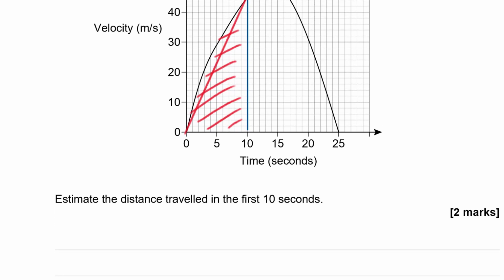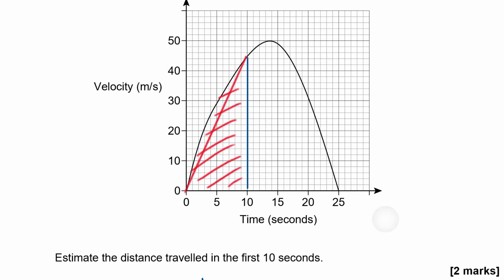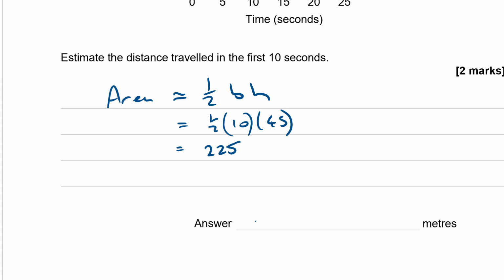So area is approximately equal to that triangle, half base times height, which is going to be half the baseline, which is 10, times the height of the graph at that point there. Was that 45? So 45 times 10 is 450, divided by 2 is 225. So I'm going to estimate it to be 225 meters.